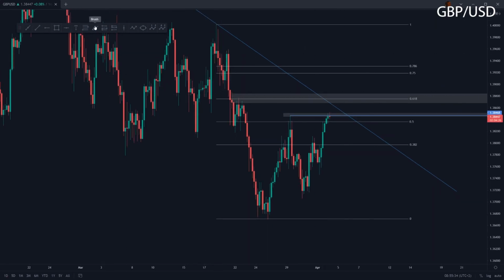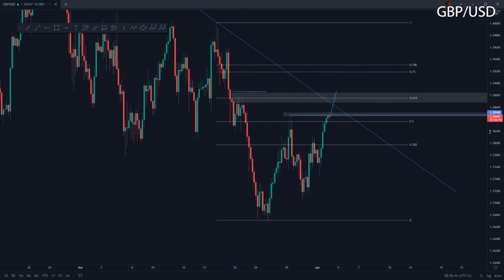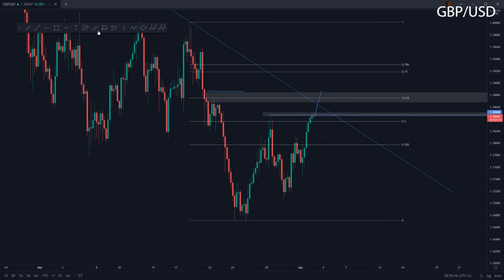However, the superior option and the better option would be another wick into the 618 into the liquidity area above this wick over here at 1.38800. From there onwards, look for shorts. So let's draw in our structure line. This would probably be our structure line.